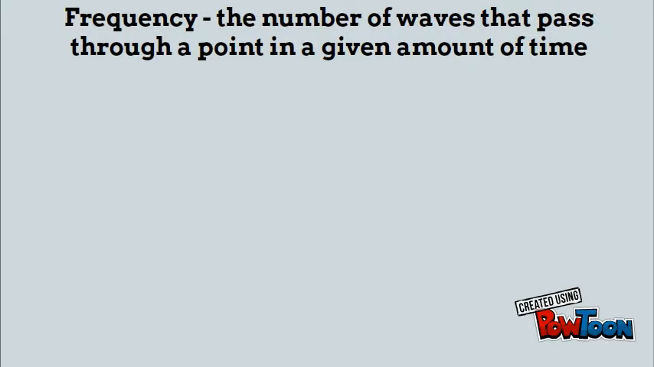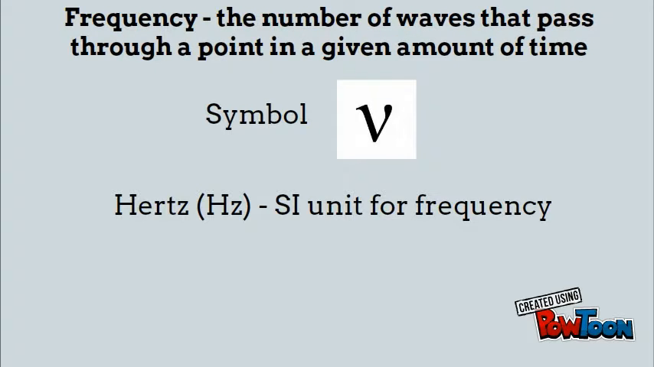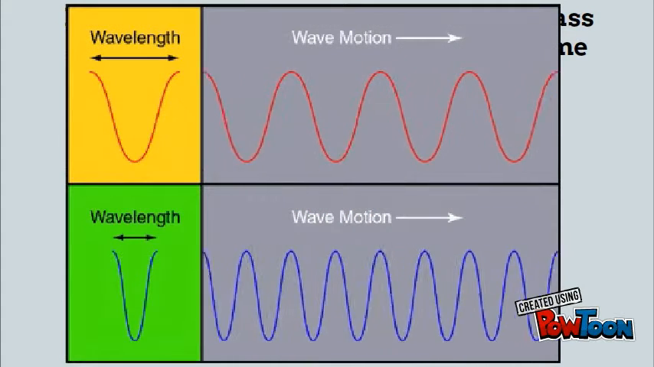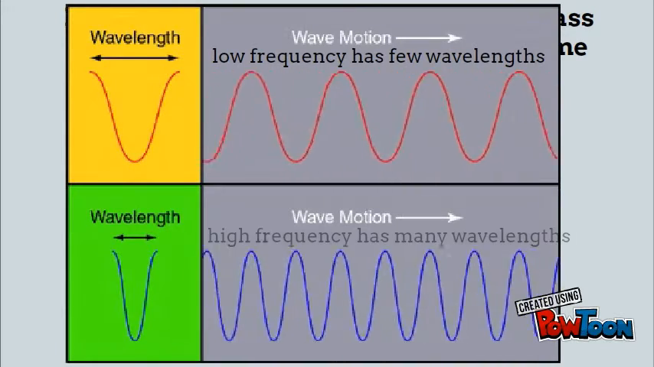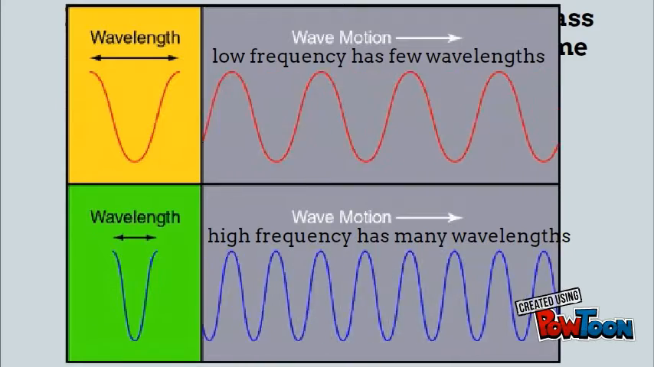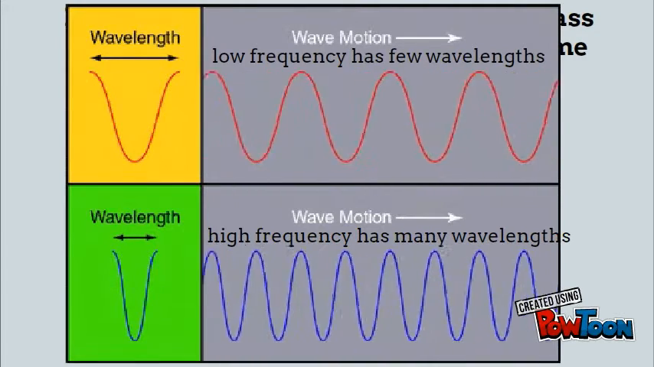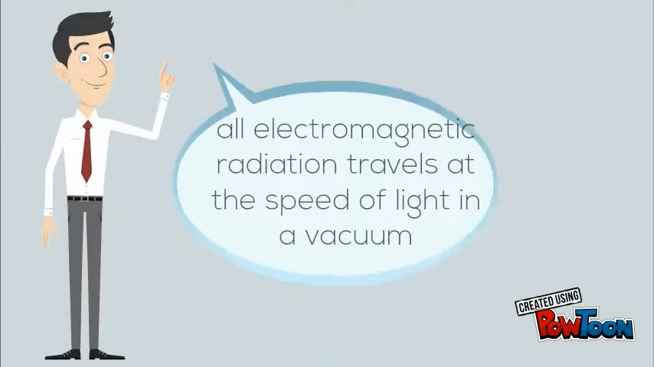The frequency is the number of waves that pass through a point in a given amount of time. The symbol looks like a V, and the SI unit for frequency is the hertz. So if you look at the top, you have a very slow, low frequency that has a few wavelengths. At the bottom, you have high frequency, and it has a lot more wavelengths going through at one time.